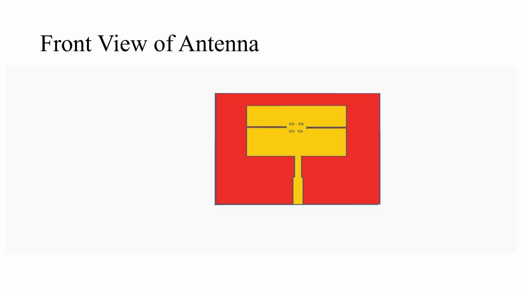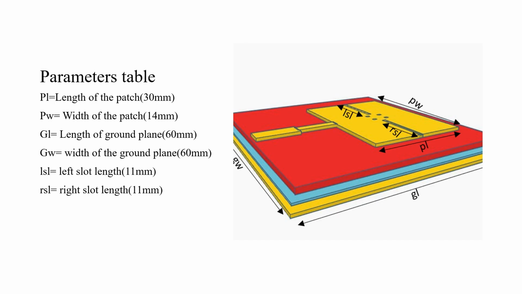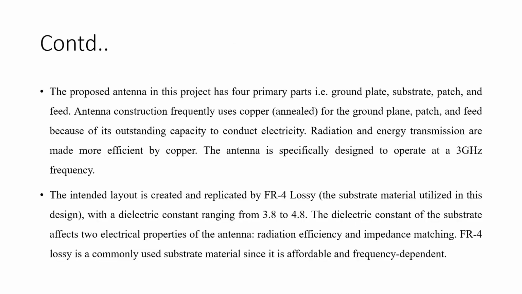This is our antenna design. Front view of the design. Parameters include length of the patch, width of the patch, length of the ground plane, width of the ground plane, length of the left slot, and length of the right slot. The proposed antenna in this project has four primary parts: ground plane, substrate, patch, and feed. Antenna construction frequently uses copper for the ground plane, patch, and feed because of its outstanding capacity to conduct electricity. Radiation and energy transmission are made more efficient by copper.